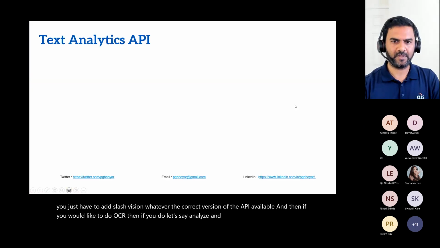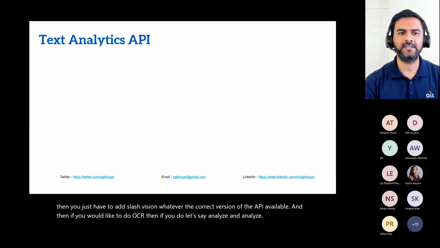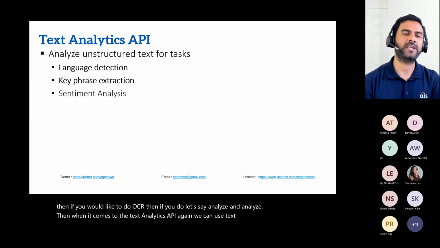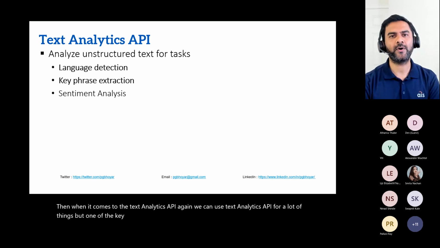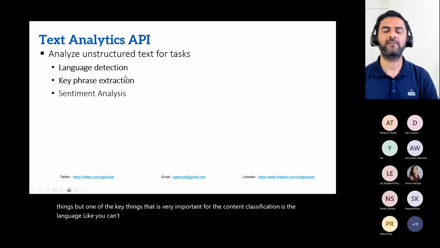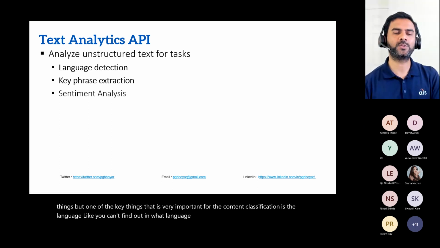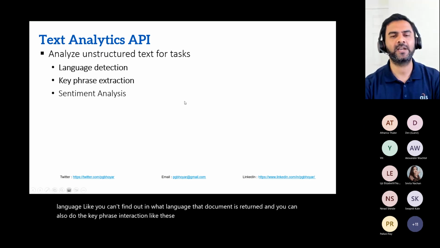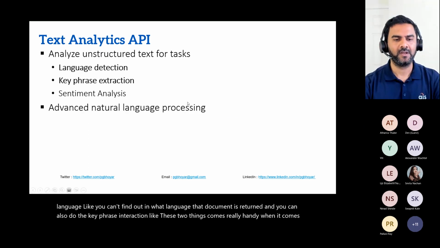Then when it comes to the text analytics API, again, we can use text analytics API for a lot of things, but one of the key things that is very important for the content classification is the language. You can find out in what language that document is written, and you can also do the key phrase extraction. These two things come really handy when it comes to the content classification.